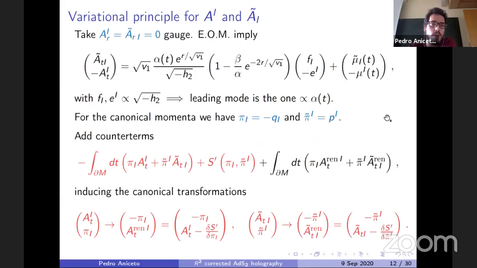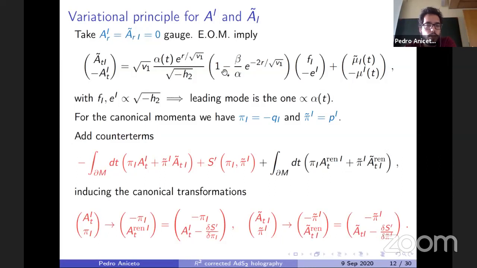For the gauge fields, we are taking a gauge in which the radial component is 0. If one were to solve the equations of motion, we would find this general expression for them. We should keep in mind that, because the electric fields are proportional to the square root of the metric, the term that dominates, and this is an issue in general whenever we are working in AdS2, is the mode related to the metric. This is a divergent mode, and we see that at the boundary it washes away the chemical potentials of the gauge fields.